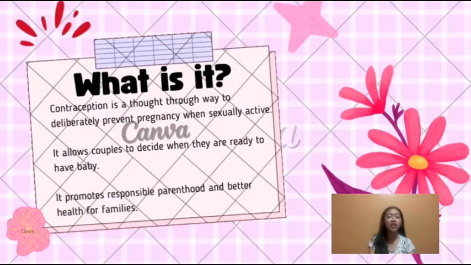So first, let's have contraception. What is contraception? Contraception is a thought through way to deliberately prevent pregnancy when sexually active. It gives couples the choice kung kanusa sila gusto magkaanak. Makatabang ni para makafocus sa education o stable nga future sa pamilya.